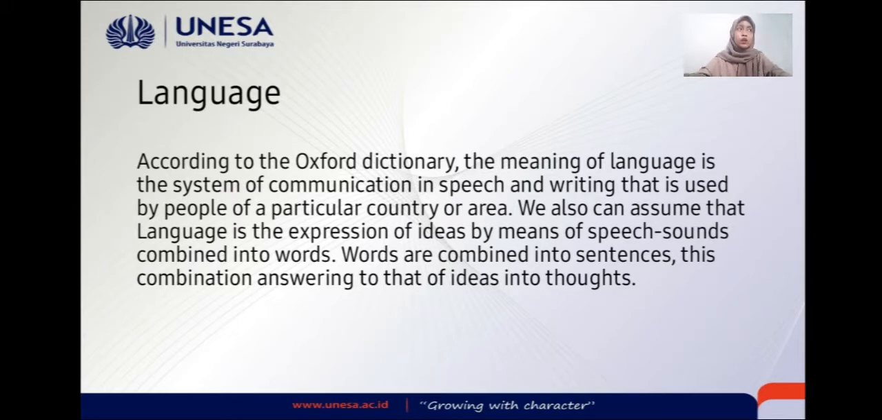So, in other words, language is a form of words that can be combined into sentences, and it will be used for humans to communicate or express their knowledge or thought about something.